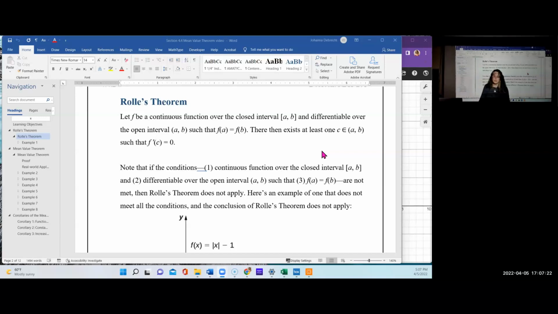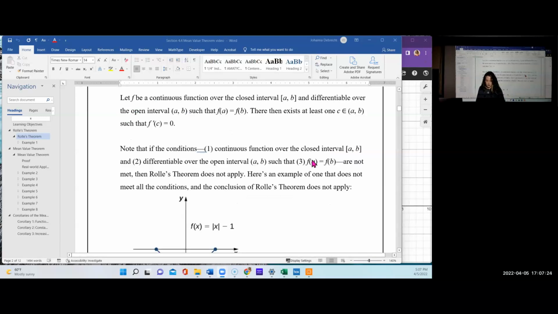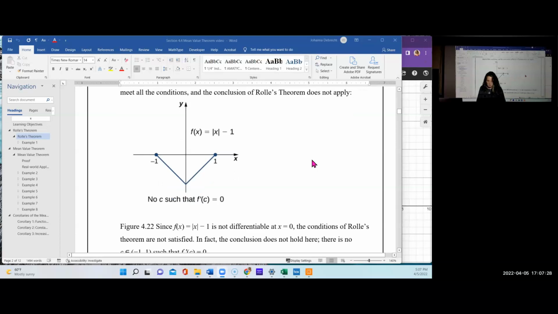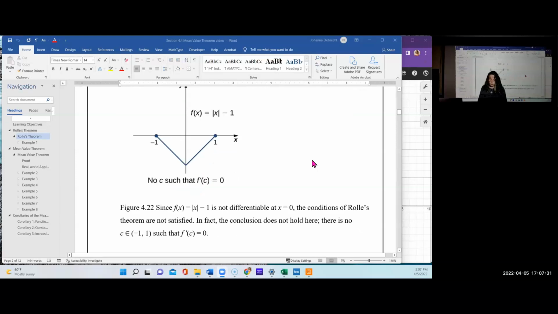Let's look at an example of one that does not meet all the conditions, and the conclusion of Rolle's theorem does not apply. We're looking now at the graph of the absolute value of x minus 1. So it looks like a V and it's been shifted down 1. So we have this graph and we're looking at it over the interval from -1 to 1.